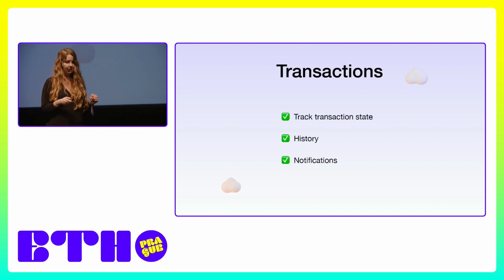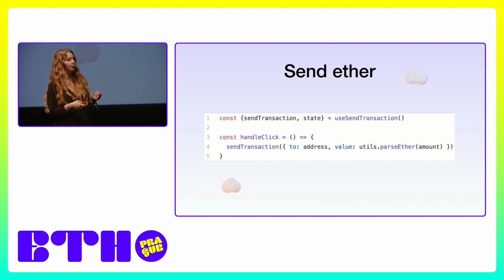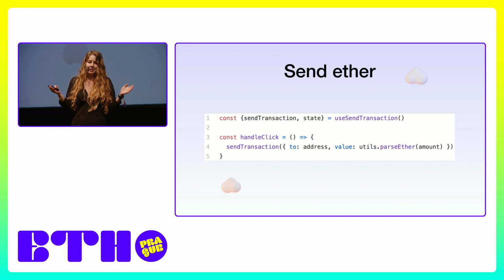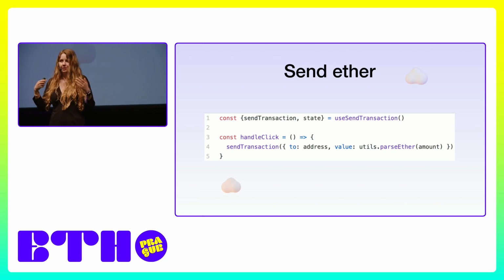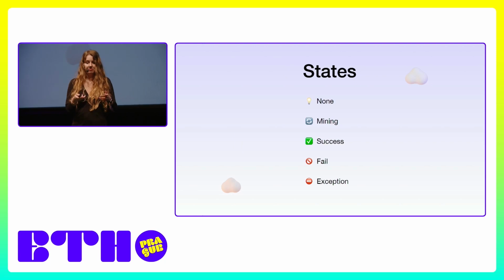Yeah, so let's talk about transactions. We can track transaction state, we can have history and notifications. So let's go to examples. Here is an example of how to send Ether. You just need to call the use send transaction function, and then it will return you state and send transaction. Send transaction is just a callback that you need to call with transaction parameters, and state is the state of the transaction you sent. So here are different states. We have non-mining, success, fail, and exception.